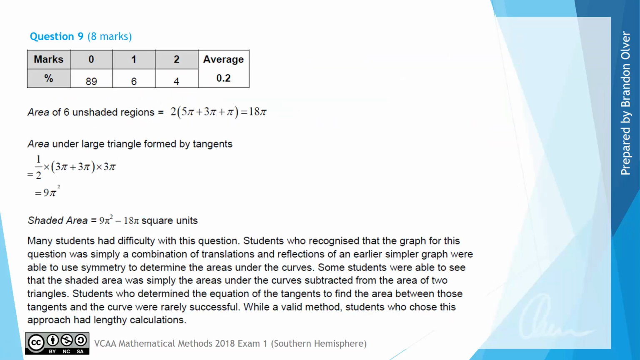So from the examiner's report, we can see that this was an exceptionally difficult question. So only 4% of students got full marks for the question, and 6% of students made some progress, with 89% of students receiving 0. Students who recognised that the graph of this question was simply a combination of a translation and reflections of the earlier simple graph that we were dealing with, and then used symmetry to determine the areas under the curve, were far more successful. Some students were able to see that the shaded area was simply the area under the curves, subtracted away from the area of the larger triangle.